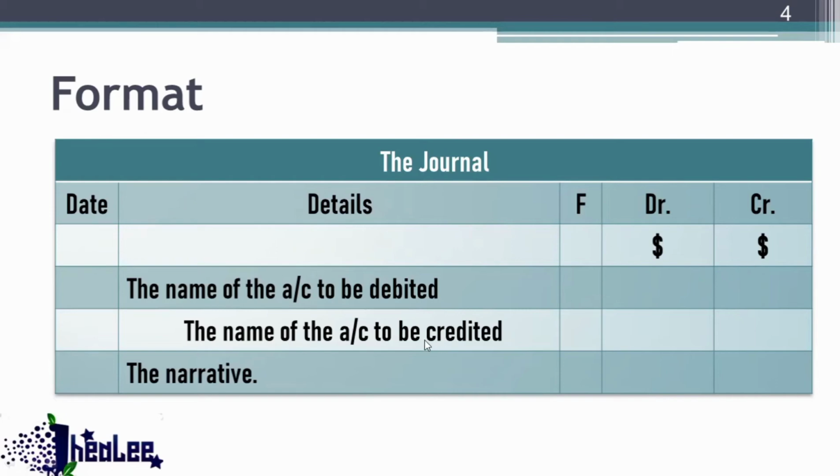Now, in terms of your details, please note that for the general journal, all you're doing is indicating, based on the transaction, which account you're going to debit and also the account that will be credited. So definitely you know that you would need to know your double entry.